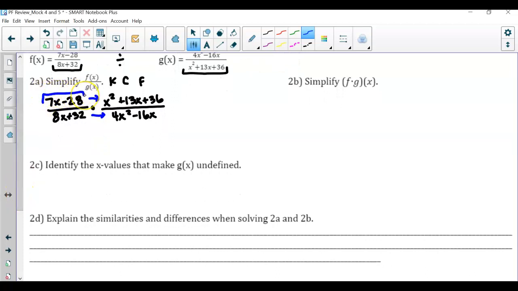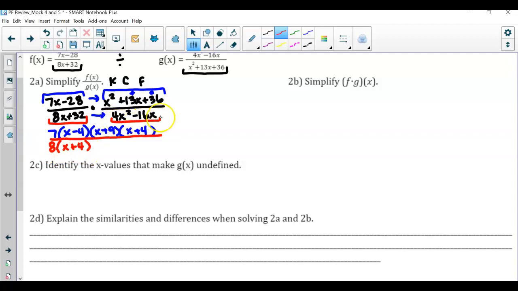So can we factor 7x minus 28? Yes, because it has a GCF of 7. So when you factor that out, you end up with x minus 4. Then here we do have our trinomial. So what two factors multiply to get 36 and add to get 13? 9 and 4. Now in the denominator, can we factor 8x plus 32? Yes, because there's a GCF of 8. Take that out and you're left with x plus 4.